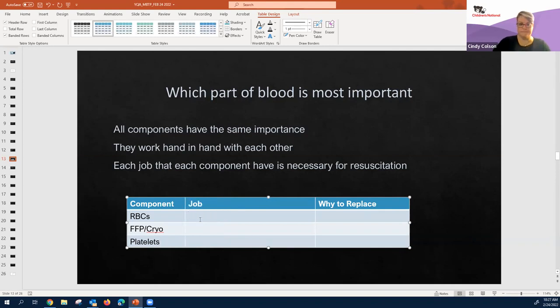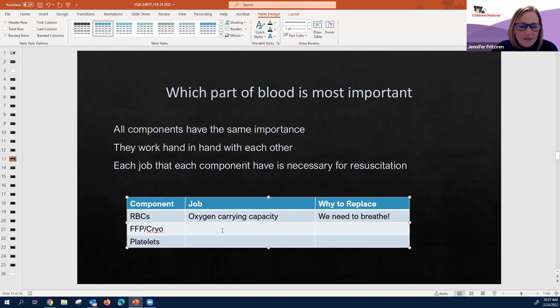Okay. So oxygen carrying capacity. We want to get oxygen to those cells that are kind of dying because we're not getting any blood there. You need to breathe. Yep. All your cells need oxygen in order to live.